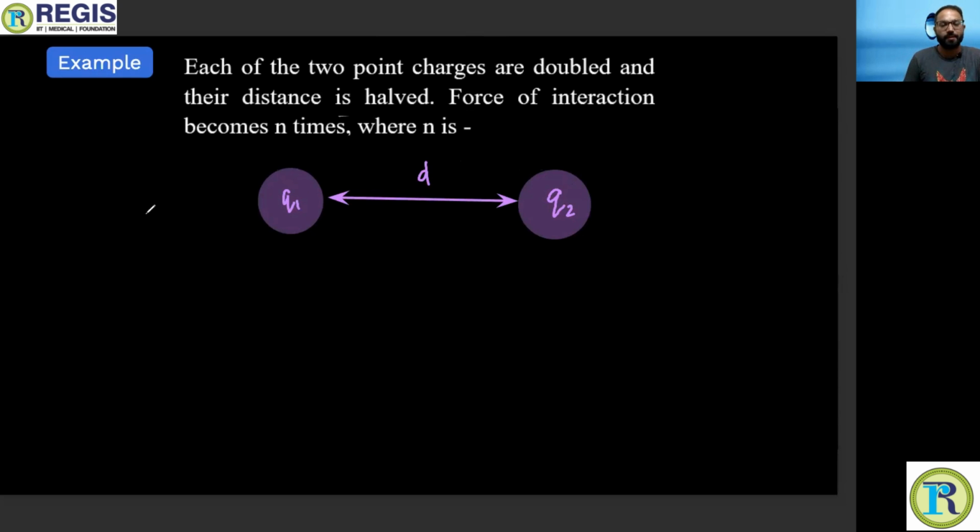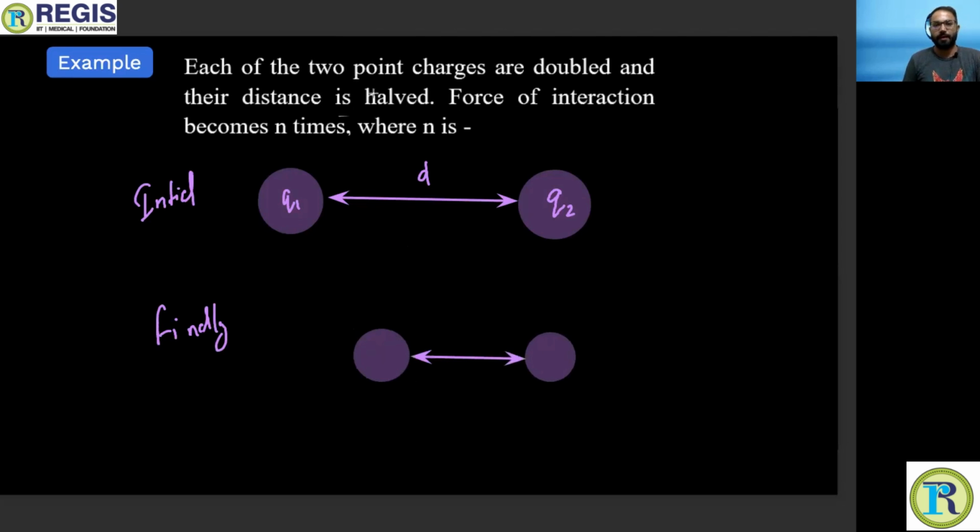So initially this was the condition. And finally, the distance between both the charges is reduced to half of the initial, and the charges are doubled. So the new distance is d by 2 and the charges are twice Q1 and twice Q2. So we can say the initial force was K times Q1 Q2 divided by D square, where K is the constant of proportionality. We will discuss it later.